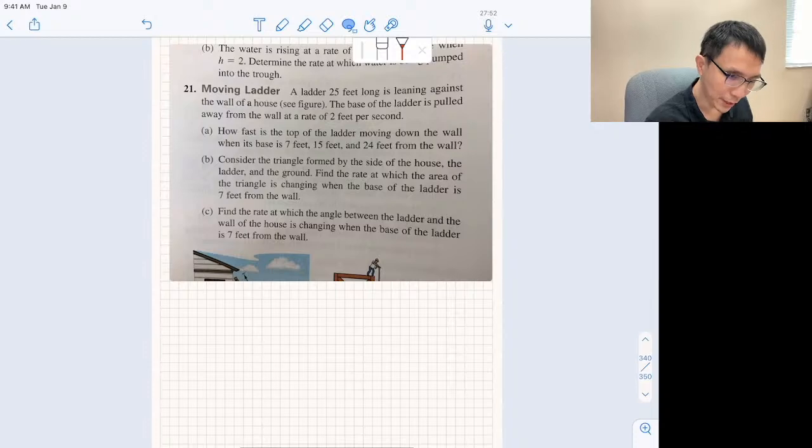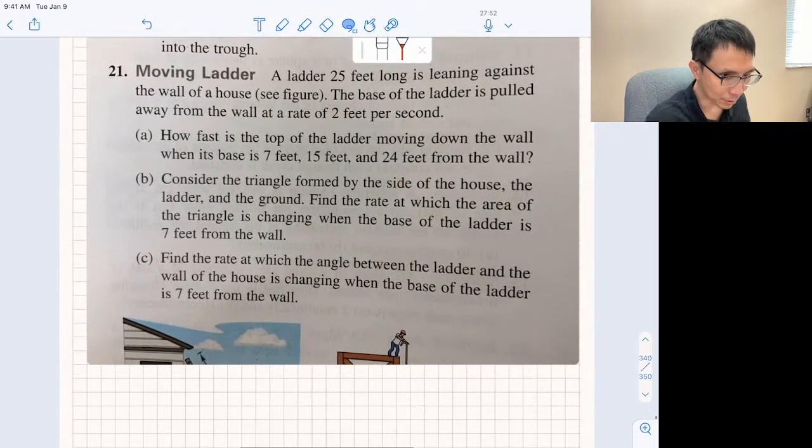Okay. So we have this question that says a ladder is 25 feet long, leaning against the wall of a house. The base of the ladder is pulling away at a rate of 2 feet per second. Now, why do I emphasize the ladder question? Because there are so many variations you can do to the ladder situations. In real life, the question could be much harder.